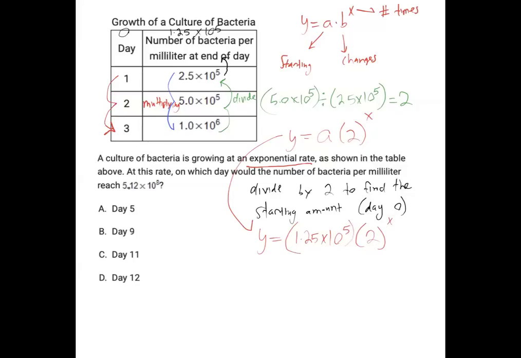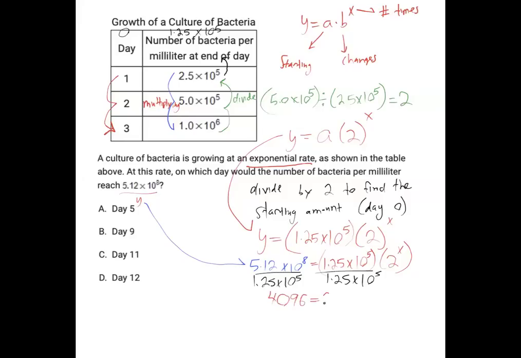But the question is asking us, when does this reach 5.12 times 10 to the 8th? And that's a y value right there. So the next thing to do is to plug that in as our y. So 5.12 times 10 to the 8th equals all this stuff that we have. Then we can divide both sides to get the 2 to the x by itself. And when you do 5.12 times 10 to the 8th divided by 1.25 times 10 to the 5th, you're going to get 4,096. So right now we have 4,096 equals 2 to the x.